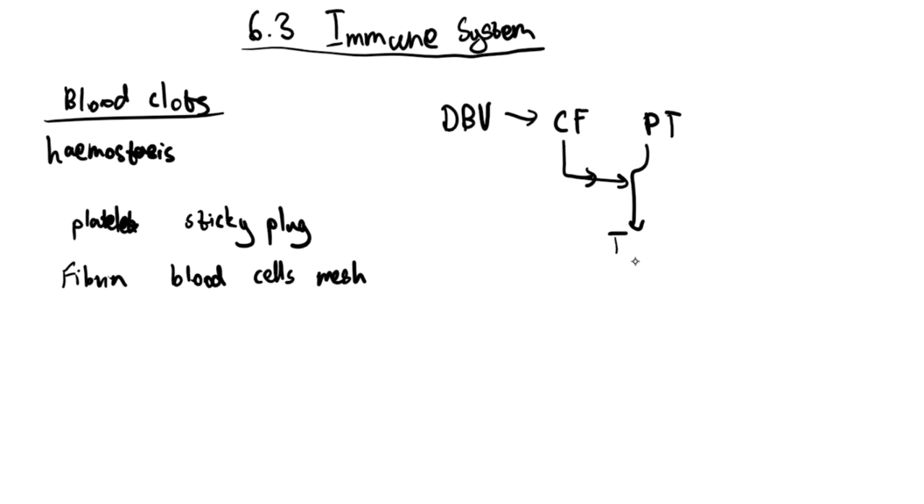And thrombin causes conversion of fibrinogen to fibrin. And fibrin, again, is what forms a mesh. The reason fibrin forms a mesh is because it's insoluble, whereas fibrinogen is soluble. Next, we have coronary thrombosis.